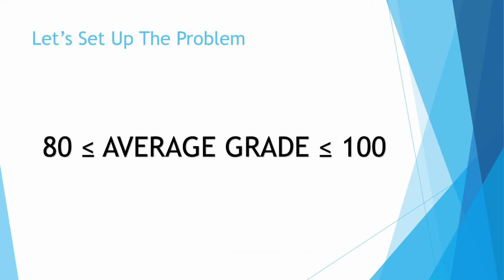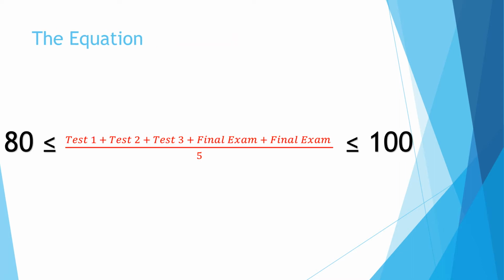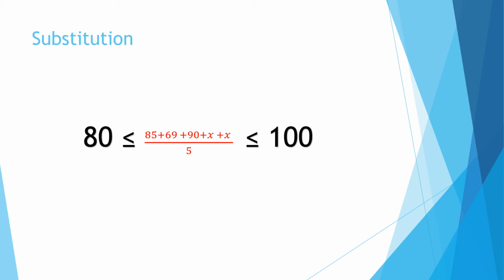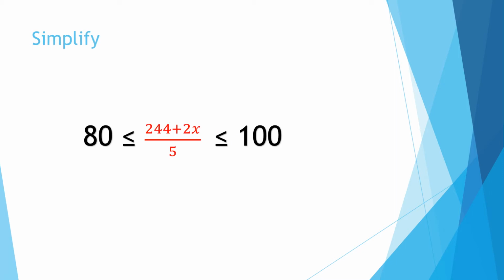So let's set up the problem. Again, the average grade is going to be between 80 and 100. But we know what the average grade is. We have a formula for that, so we'll substitute our formula in. And we know some test grades, so we're going to substitute our test grades in, 85, 69, and 90. And of course, x is the unknown value of the final exam grade. And when we simplify that, we're going to get that (244 plus 2x) over 5 has to be between 80 and 100.